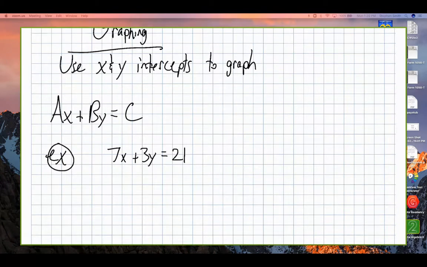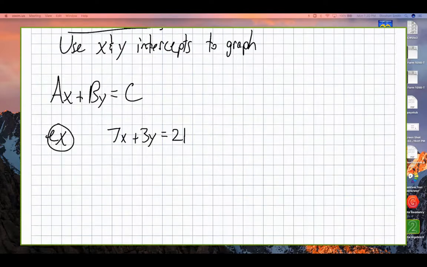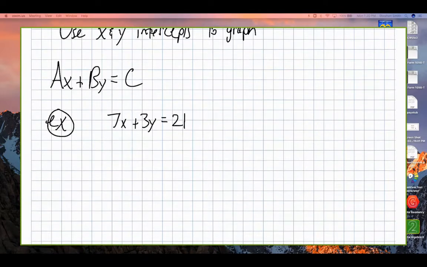Okay, so here's our first linear equation in standard form. 7x plus 3y equals 21. And what we're going to do is we're going to find the intercepts. And the way we're going to do that is we can make a table. I'm fine with making a table. And there's only 2 points that we need. I need a point where x is 0, and I need a point where y is 0. That's it. And now I just need to go in and find the other pieces.